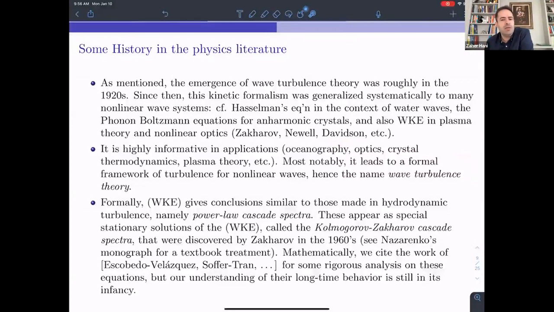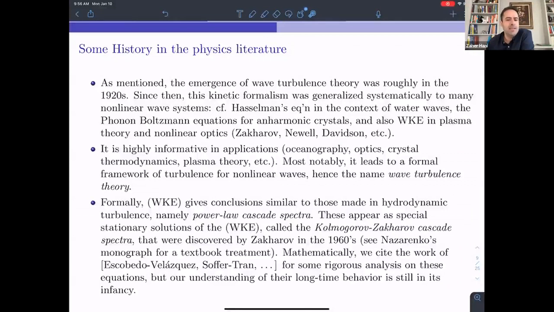Probably in the physics literature, the most notable thing about it is that it gives you a formal framework of turbulence for nonlinear waves. And this is why the theory has come to be known as wave turbulence theory. Although I won't be touching on this aspect of the theory in today's talk. But this is all I will say about it.